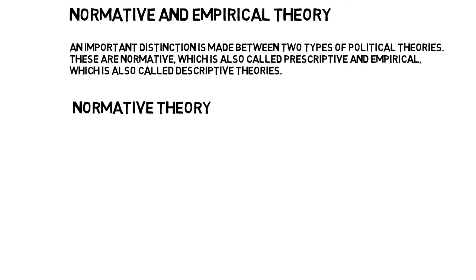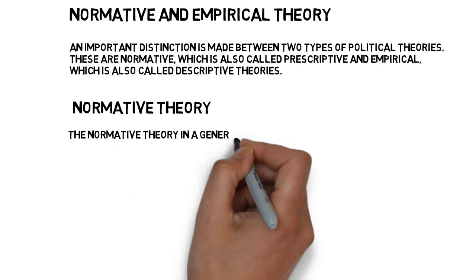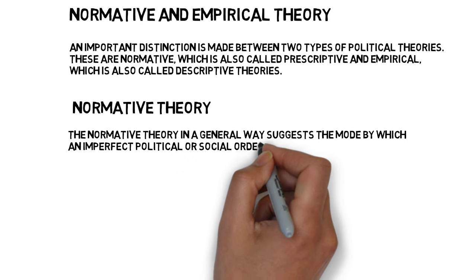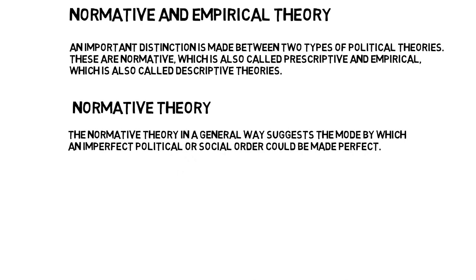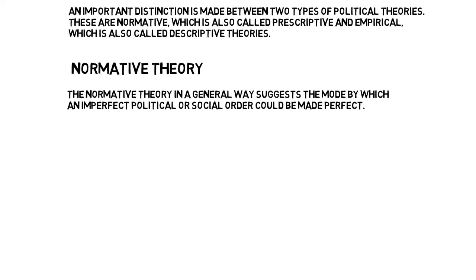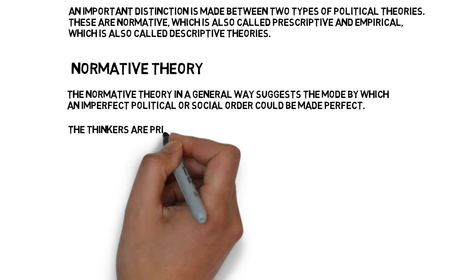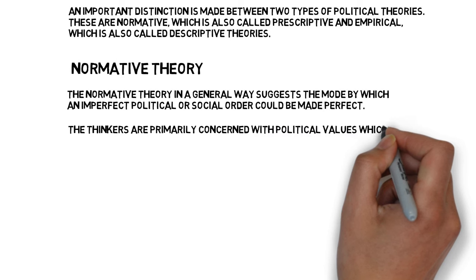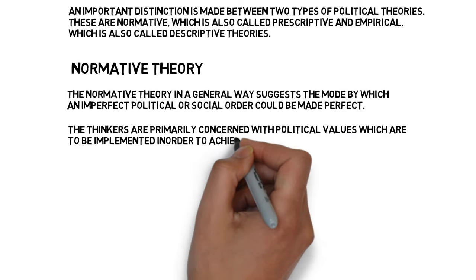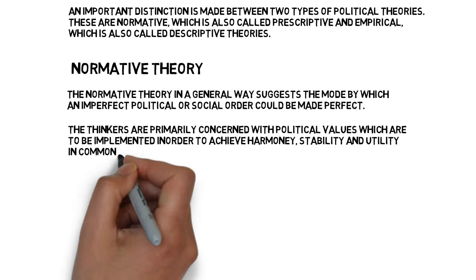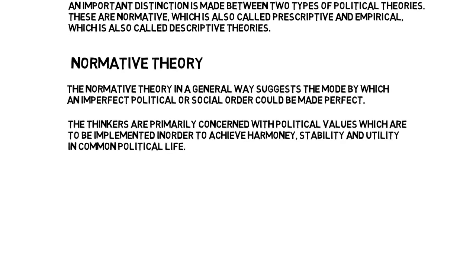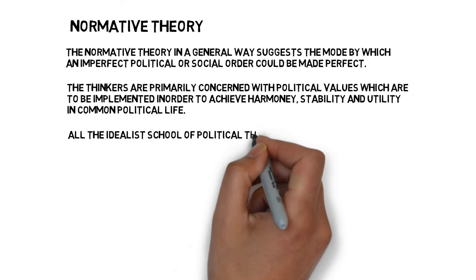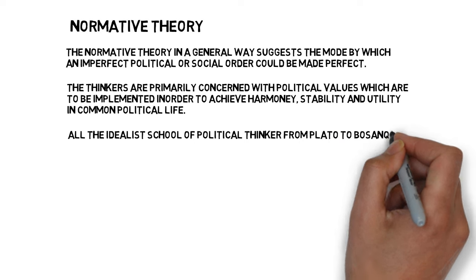Normative theory, in a general way, suggests the method by which an imperfect political or social order could be made perfect. The thinkers are primarily concerned with political values which are to be implemented in order to achieve harmony, stability, and utility in common political life. All the idealist school of political thinkers from Plato to Bosanquet fall in this category.